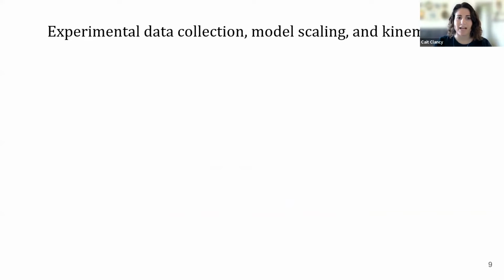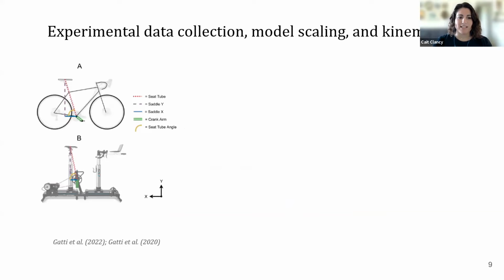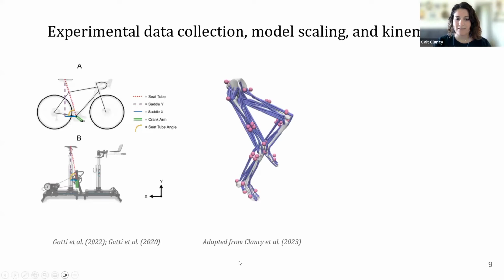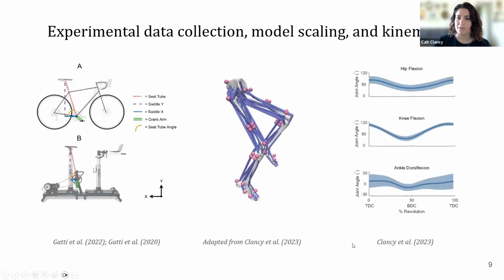Now coming back to our pipeline, we're going to talk briefly about the beginning part of that pipeline. But the key here is that without good kinematics, the rest of the simulations fall apart. And that starts with experimental data collection. The experimental data collection was done in previous studies by my co-author, in which they used a commercial fit bike and proper bike fit techniques, as shown right here. Next, using OpenSim, for each participant, we created a participant-specific scaled model. And finally, we use OpenSim to get our kinematics.